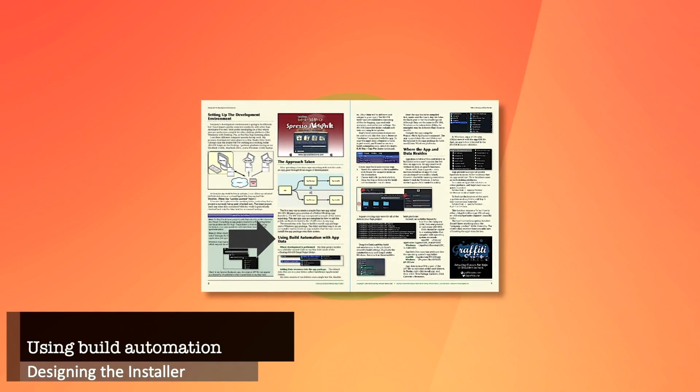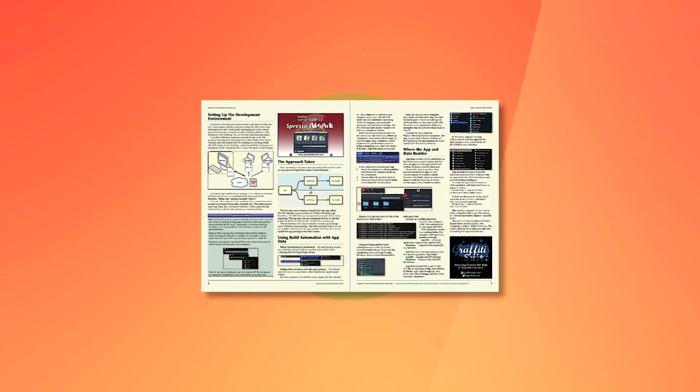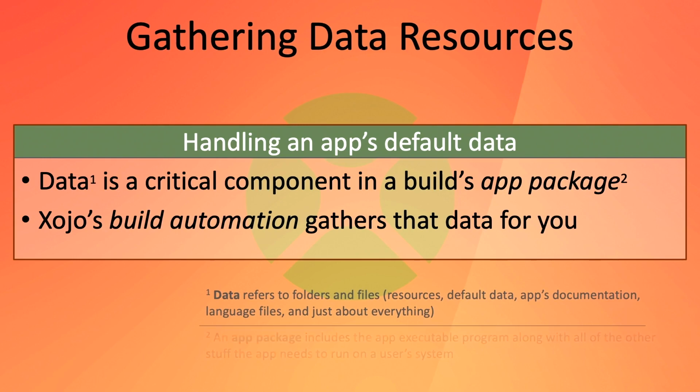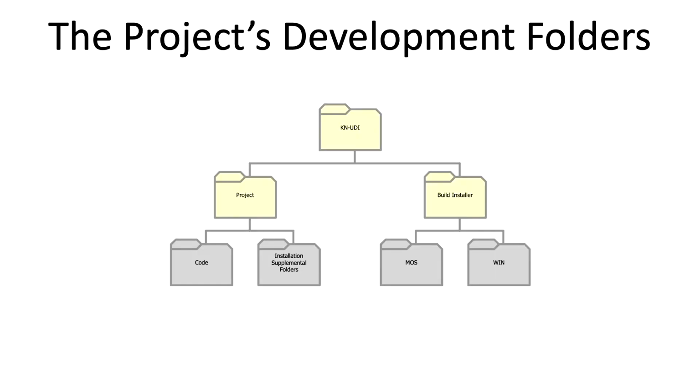so using build automation, since data is a critical part, Xojo's build automation gathers that data for you. And the way that I package up, well, package is the wrong word, but the way I organize the data that the app needs is as either individual files or folders consisting of other subfolders or files.